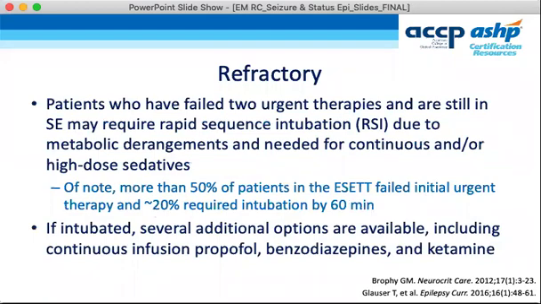So patients who have failed 2 urgent therapies and are still in status may require intubation. 20% of the patients in ESET required intubation by 60 minutes. So if that's the case and they're mechanically ventilated, we have a couple additional options that we could use. These include continuous infusion propofol, benzodiazepine, or ketamine.